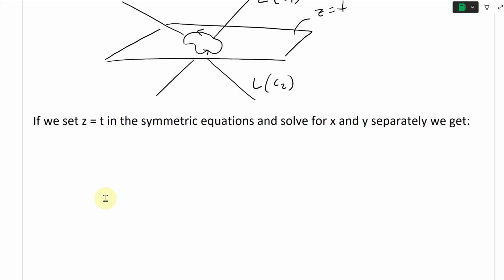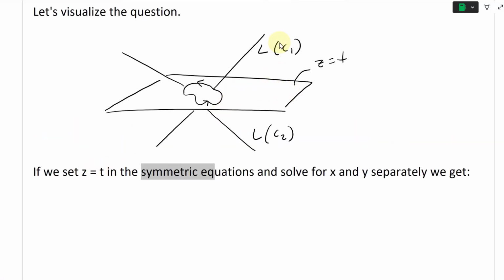So anyway, the first thing we have to do is, let's plug in z equals t in the symmetric equations and solve for x and y separately. Basically, we're going to plug in z equals t inside this L and then find out what the x and y are such that z is on this plane.